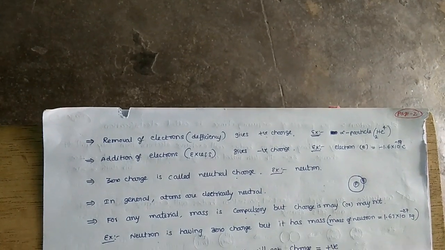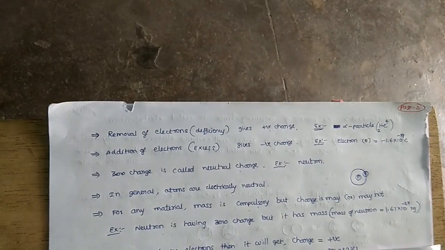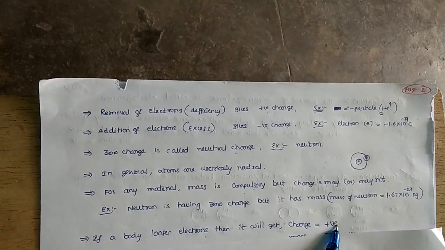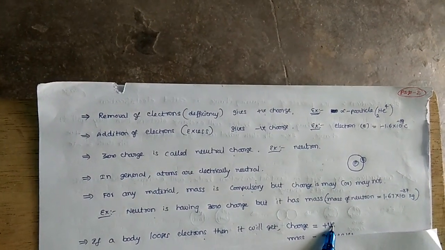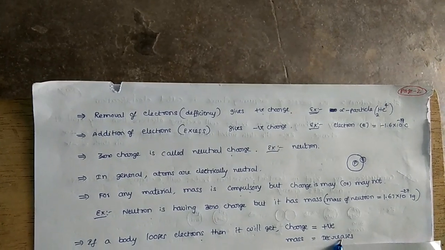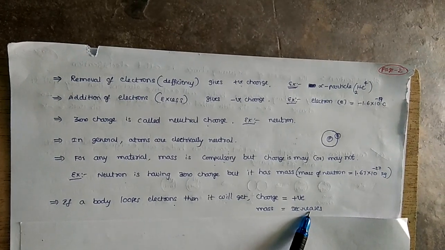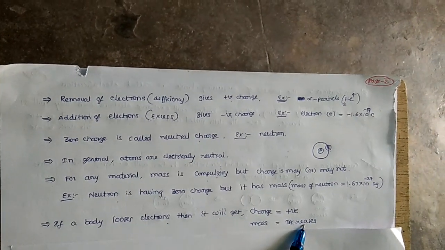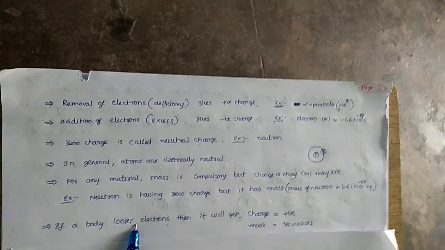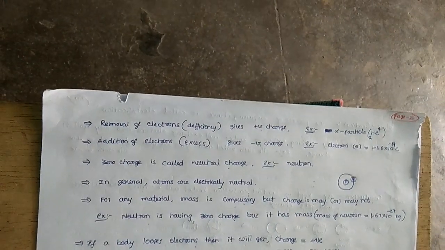Now consider a body which loses electrons. If it loses electrons, then it will get positive charge. I told you already. So it is losing electrons, so what about the mass? Mass of the body will decrease. Even though electrons are lighter particles, they also have some mass. That is why, if electrons are deleted from any substance, then mass will decrease. Remember this sentence.